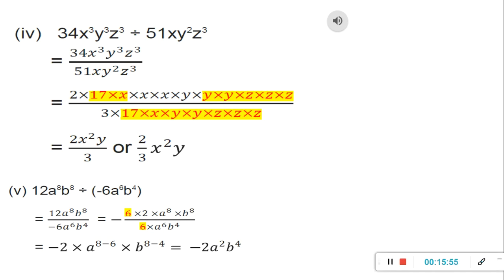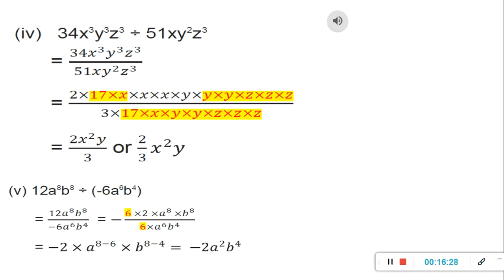Okay. So first, 12 a raised to 8 b raised to 8 divided by minus 6 a raised to 6 b raised to 4. So first we give the sign to the numerator, means minus sign. 12 can be written as 6 into 2 and down 6 is there. So 6 we can cancel there. Now 2 into a raised to 8 into b raised to 8 is in the numerator, down a raised to 6 into b raised to 4. Now we can use the law of exponents, a raised to 8 divided by a raised to 6. That means a raised to 8 minus 6.